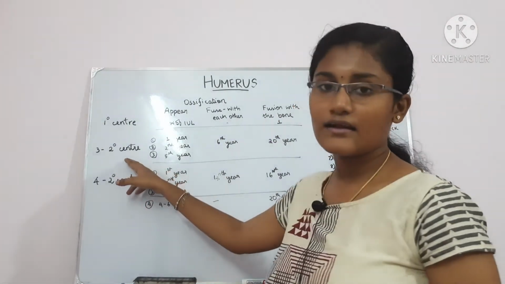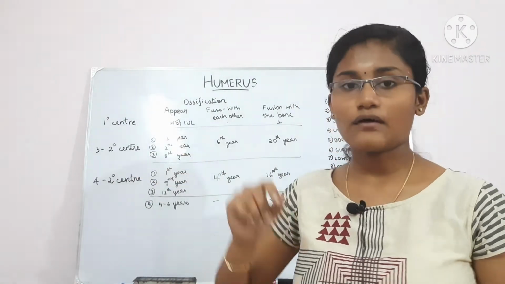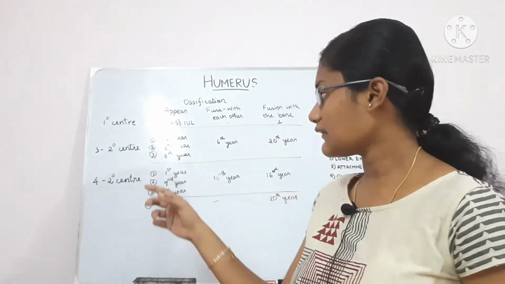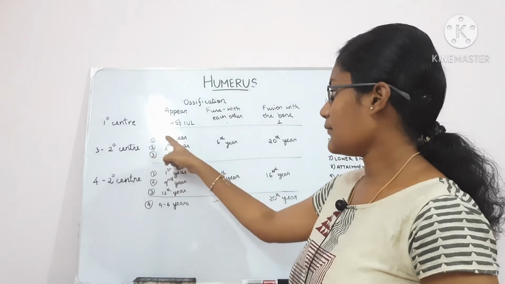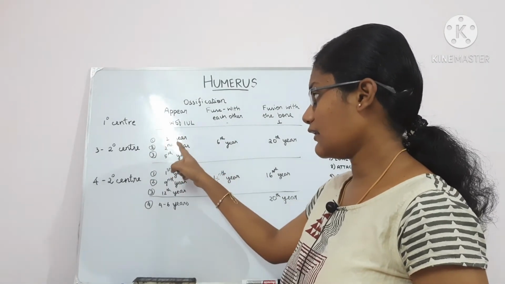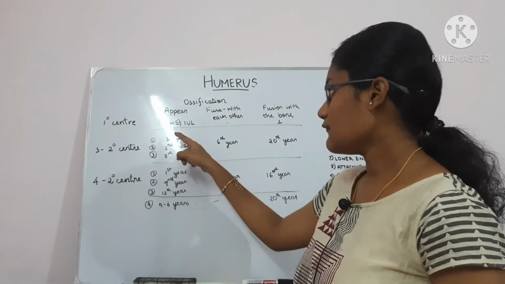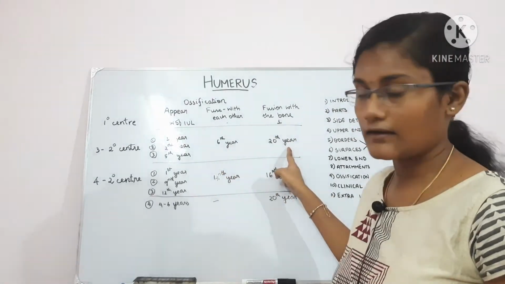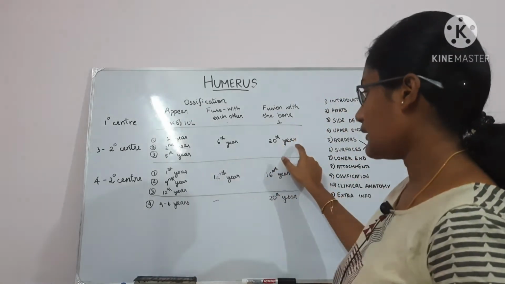The 3 secondary centers are present on the upper end. The first one is present on the head, the second one is present on the greater tubercle, the third one is present on the lesser tubercle. The one on the head appears in the first year, the one on the greater tubercle appears in the second year, and the one on the lesser tubercle appears in the 5th year. And these 3 fuse with each other at the 6th year, and they fuse with the bone at the 20th year. Bone means the shaft, so they fuse with the shaft at the 20th year.